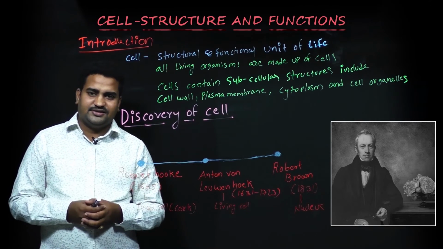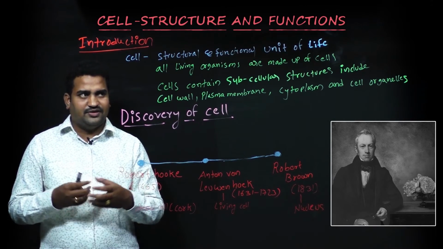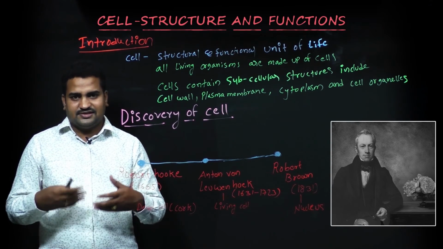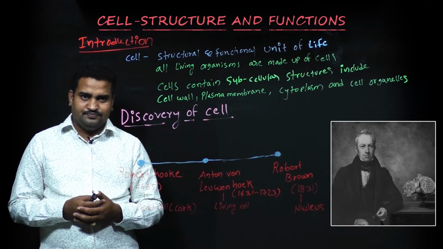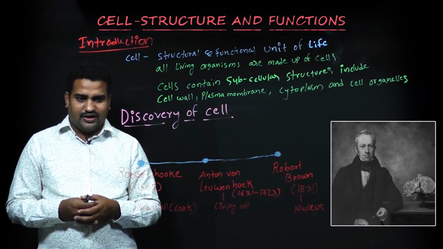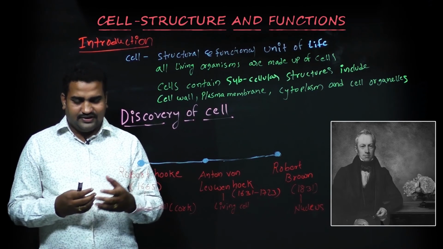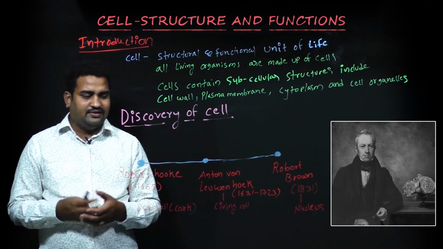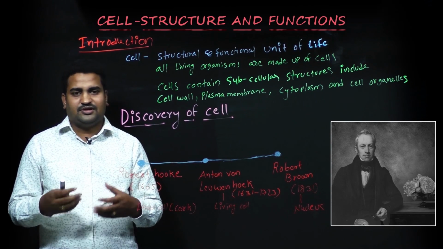So cell is the basic structural and functional unit of the life. All living organisms are made up of cells. Cells contain subcellular structures, and first time the cell was discovered by Robert Hooke, that is dead. Antonie van Leeuwenhoek discovered the living cell, and Robert Brown discovered the nucleus.